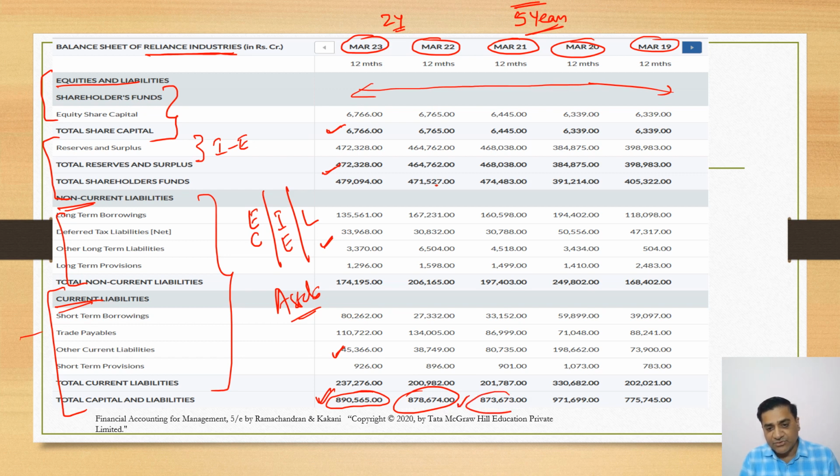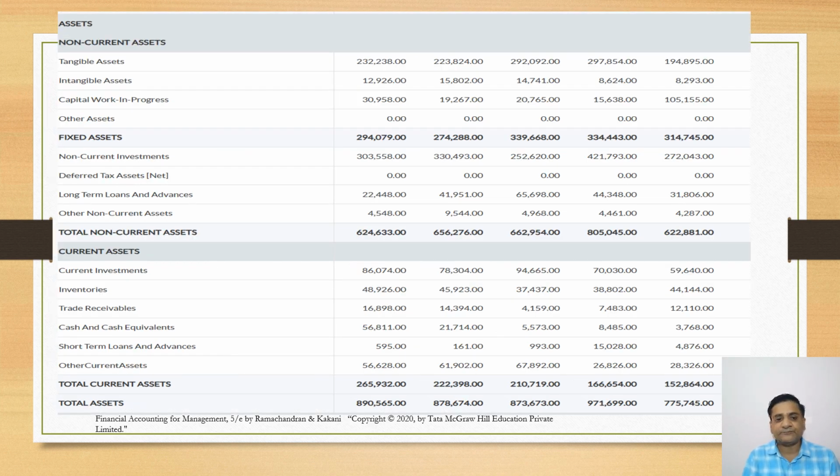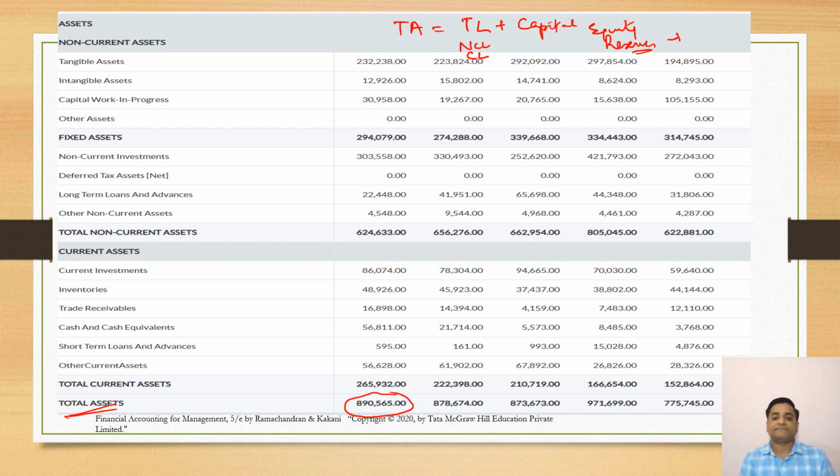The other part of the balance sheet would also have the same balance here. Just remember these numbers so that when we go to the next slide, we can have an idea. Remember this number 890,565. Look, 890,565 is the total of the assets here. So we would say the total of assets has to be equal to total of liabilities plus total of capital. Total liabilities means non-current liabilities plus current liabilities. Capital means the owner's equity and the reserves. If this is negative, this capital would go down, that's it.